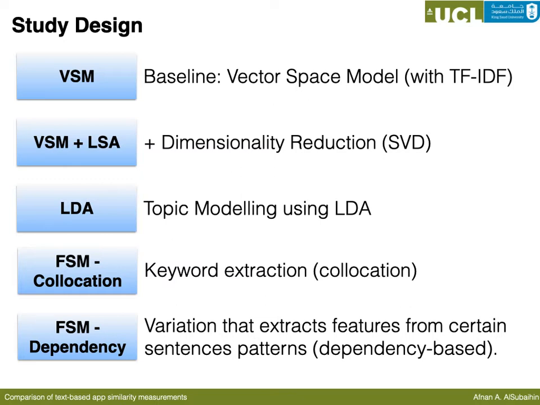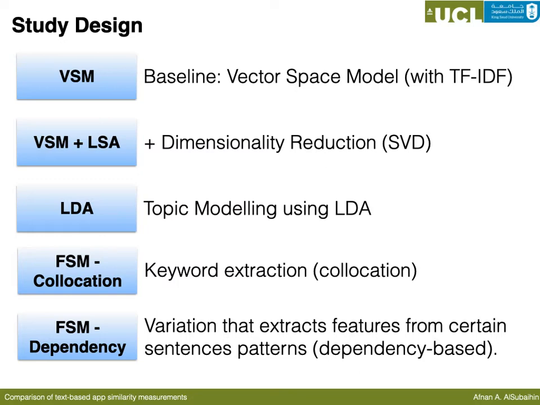These techniques are, starting with the baseline, the vector space model using TF-IDF weighting, and the vector space model using latent semantic indexing. We also looked into using topic modeling, LDA. We looked into using 2 different keyword extraction based techniques. The first extracts keywords based on collocating words. The second extracts keywords based on dependency parsing of the sentence to find specific sentence patterns that could indicate the expression of a functionality.